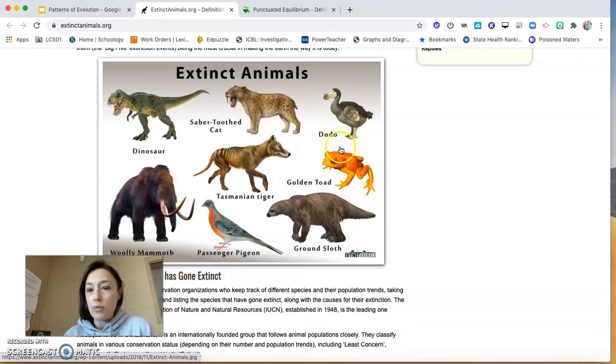The golden toad, that's a more recent extinction. The passenger pigeon, I think, was 1920s. The last one was named Martha, and when she died, they went extinct. And then a ground sloth. Most sloths live in trees. This was one that lived on the ground. And there's bunches of others.